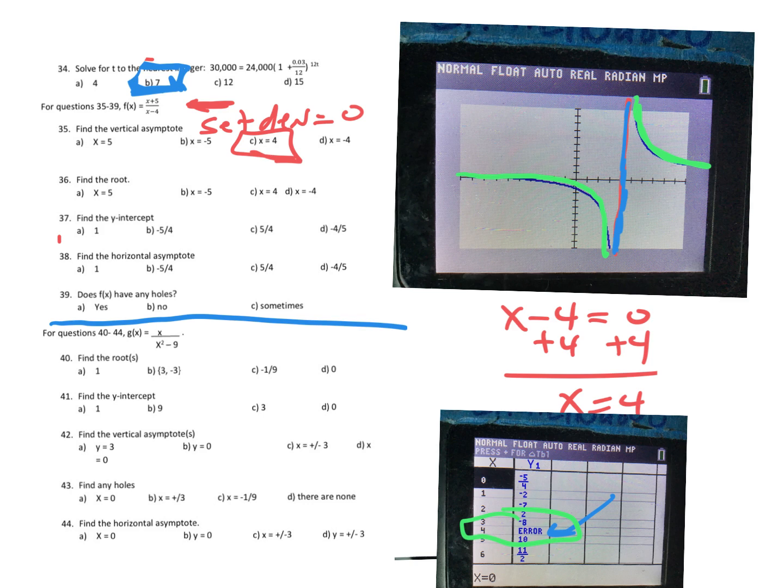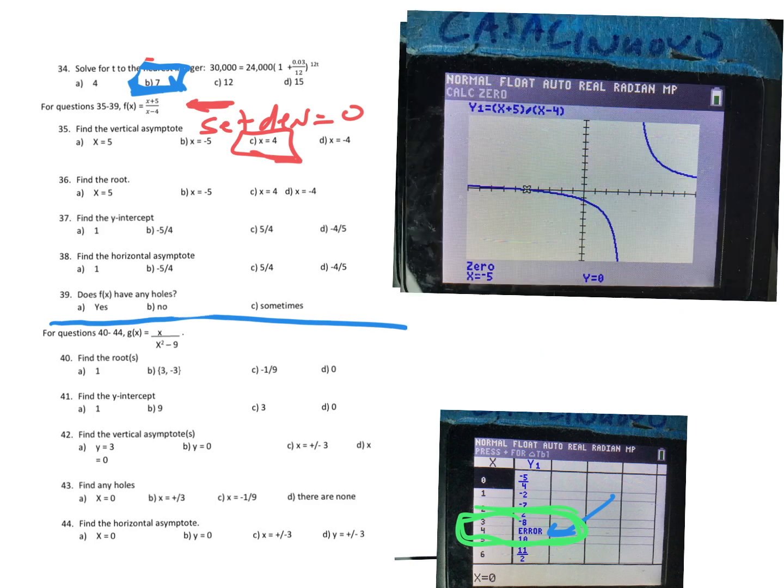Now this is not always a foolproof plan, because sometimes your vertical asymptote can have a hole, and a point of discontinuity would also give you an error message on your table at that value. So it's not a foolproof plan to look for errors on your table, but they kind of tell you where problems are going to occur when you're dealing with rational functions.